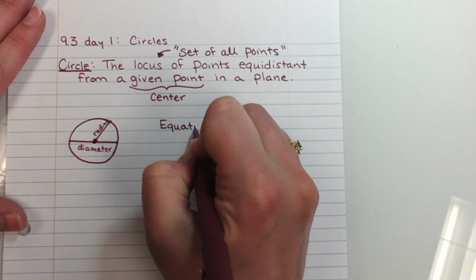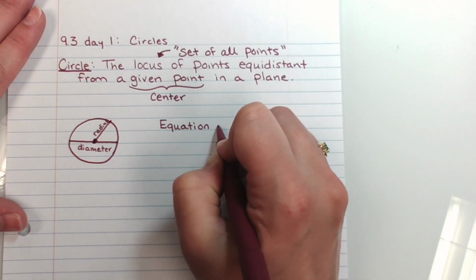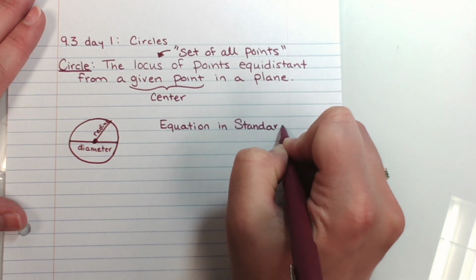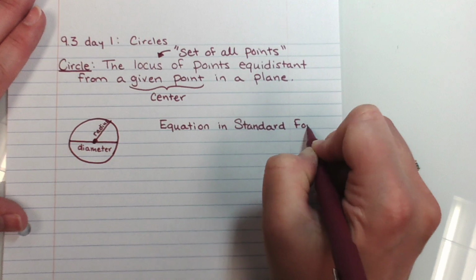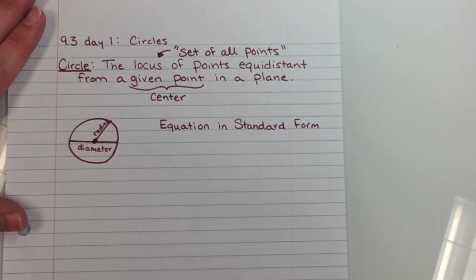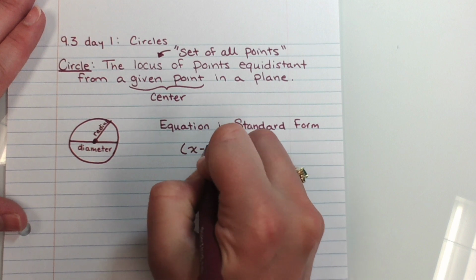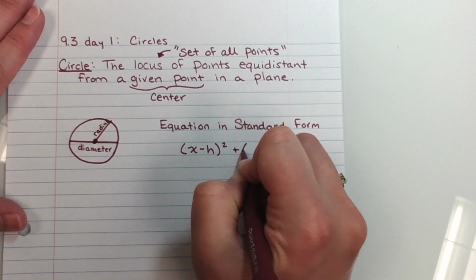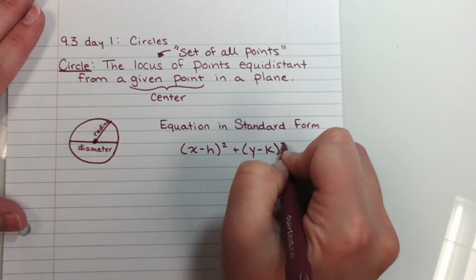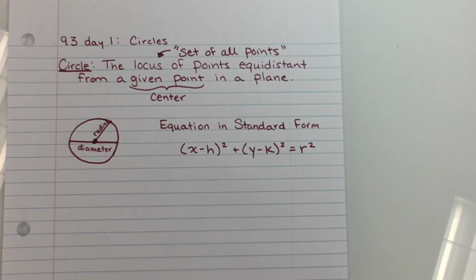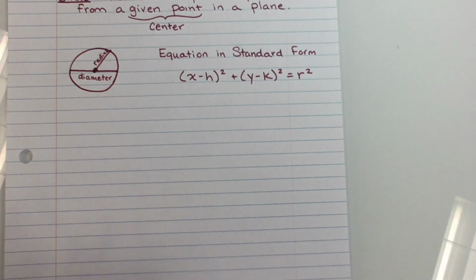Today we're going to be talking about the equation of a circle. Why? The equation of a circle goes x minus h quantity squared plus y minus k quantity squared equals r squared.